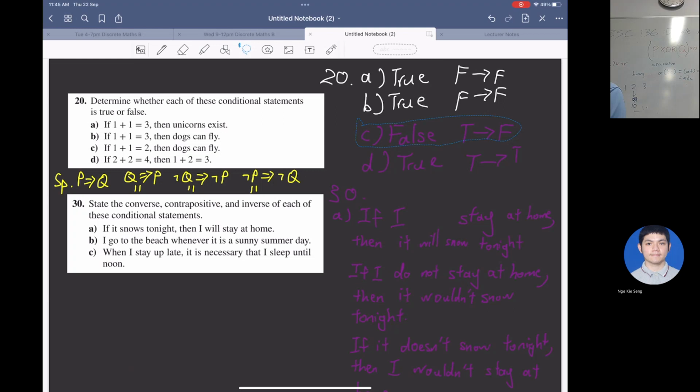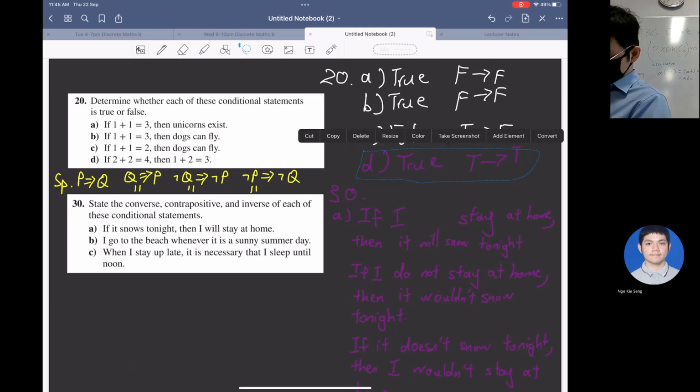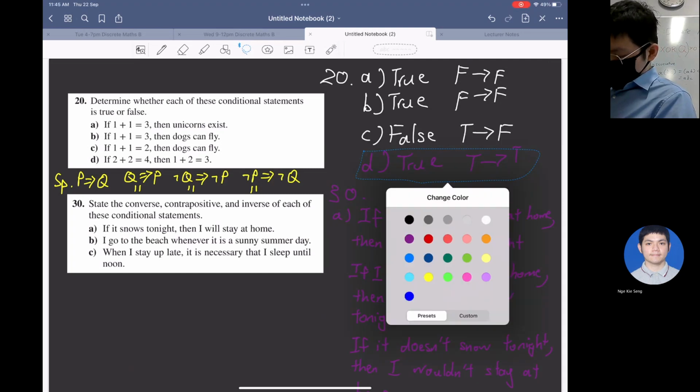Okay. What did I write? Dogs cannot fly. Okay, because 1 plus 1 equals 2 and dogs cannot fly. So true implies false is false. Next. True. Why? Okay, very good. Because 1 plus 2 equals 3 is true, we don't even need to care whether 2 plus 2 is equal to 4 or not. Okay. Next.